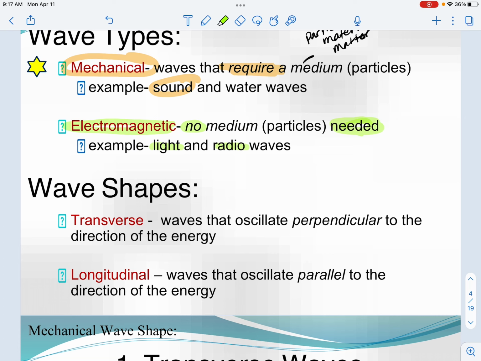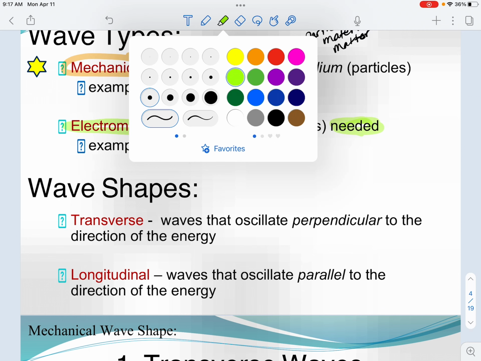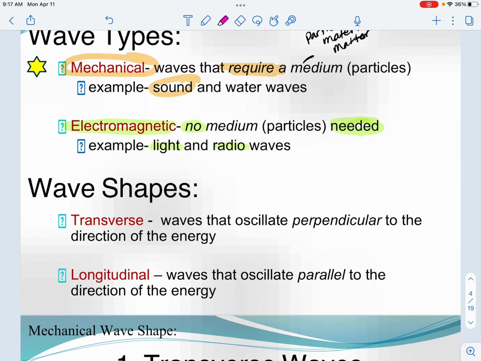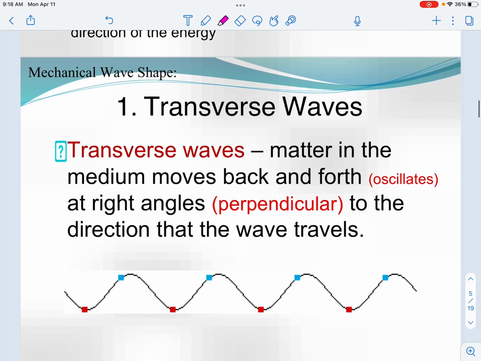So the way that this energy is going to move will be a couple of different shape options for us. The first wave shape is called a transverse wave. And so transverse waves are identified here as waves that oscillate perpendicular to the direction of the energy. So we're going to go ahead and bounce to an example right now. So transverse waves oscillate perpendicular to the direction of the energy. So if I'm trying to shorten that definition, that's what I would write.